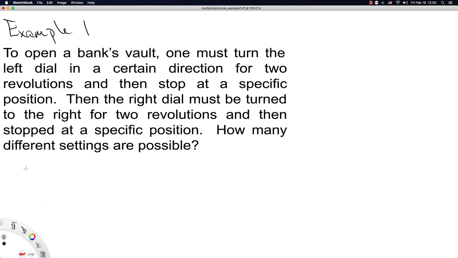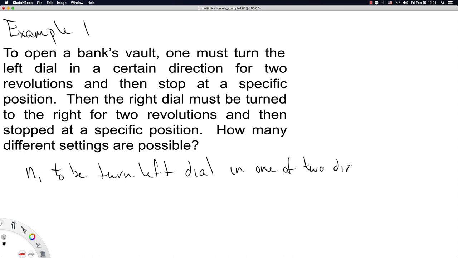So we can start with, let's define N1 to be turn left dial in one of 2 directions. That is, you could either turn it to the left or right. So N1 is just equal to 2. There's either turn the left dial to the left or turn the left dial to the right. Okay. And then stop at a specific position.